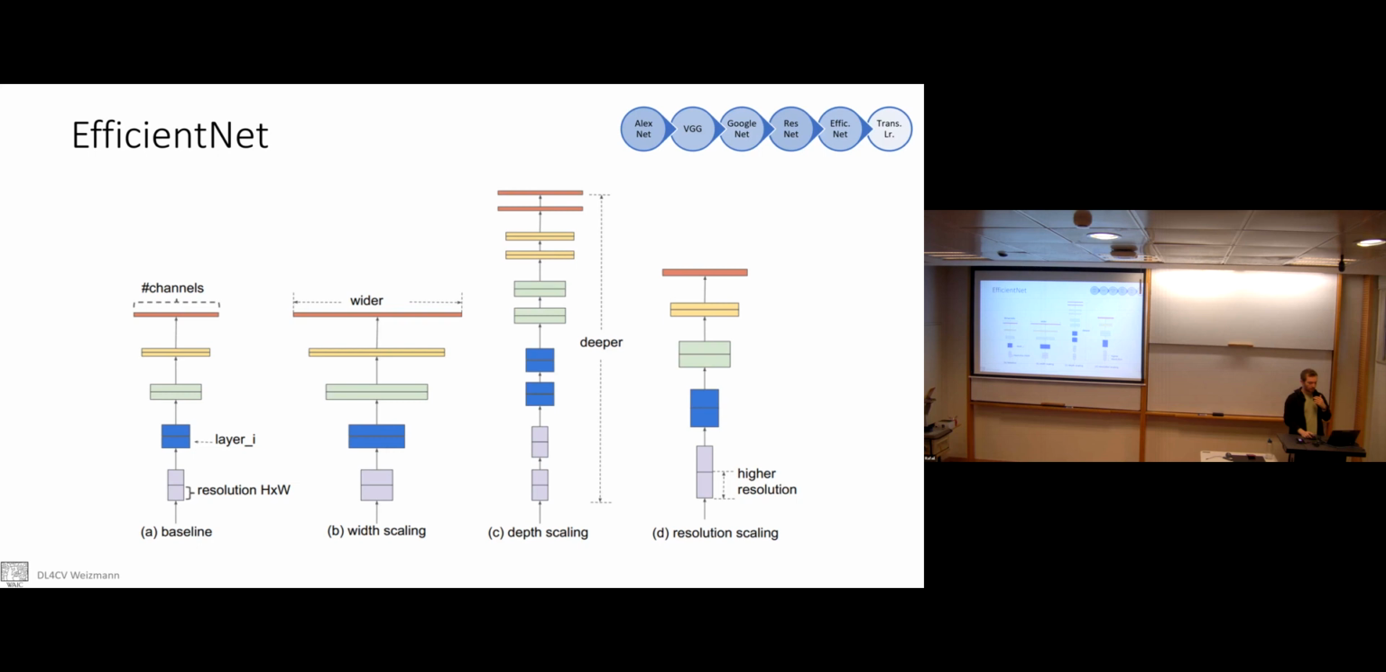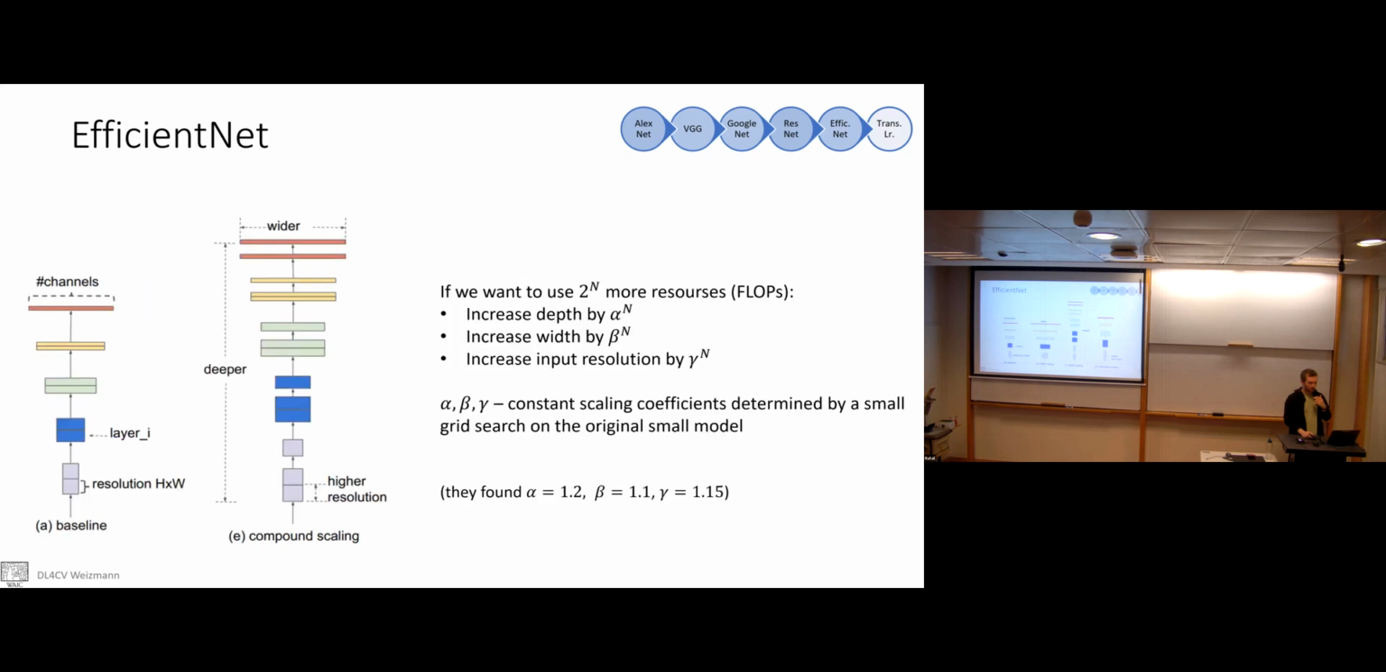So for example, if you just increase the resolution of your input image, you also need to increase the depth, because you need to increase the receptive field of your network. If you don't, your network will not see the entirety of the image. So you need to increase the depth. That's why the authors tried to find a better scaling method. And that's what they did. So how did they do it?